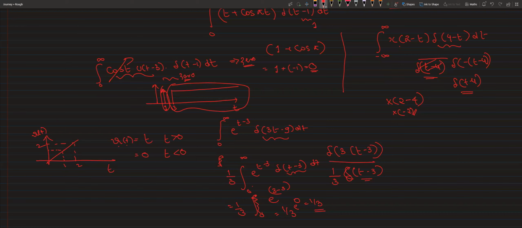One of the important properties: if you differentiate this ramp signal, you are going to get a unit step. What is d by dt of t? It is 1, so you get the unit step function u of t. Differentiation of the ramp function is the unit step function. Differentiation of the unit step function again gives the impulse function, because here we have the discontinuity. Wherever you differentiate a discontinuity, you get an impulse.